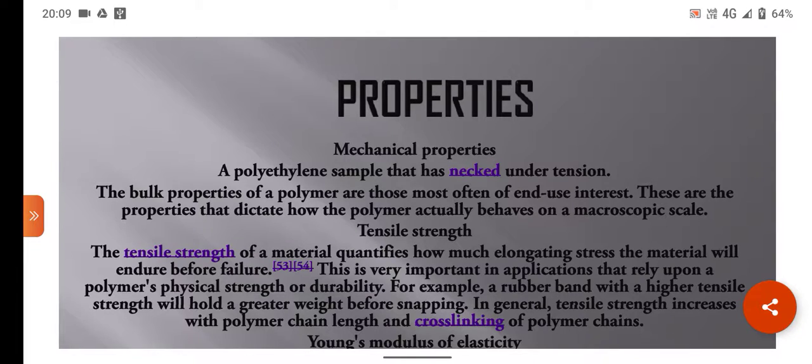Tensile strength. The tensile strength of a material quantifies how much elongating stress the material will endure before failure. This is very important in applications that rely upon a polymer's physical strength, as a stronger material will hold a greater weight before snapping. In general, tensile strength increases with polymer chain length and cross-linking of polymer chains.